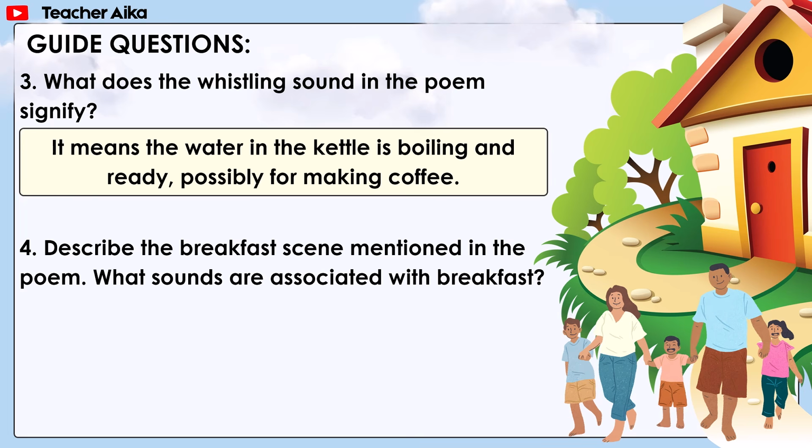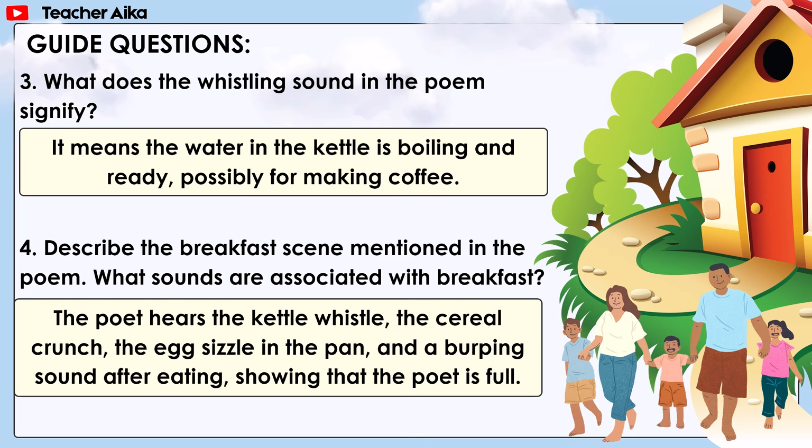4. Describe the breakfast scene mentioned in the poem. What sounds are associated with breakfast? Answer. The poet hears the kettle whistle, the cereal crunch, the egg sizzle in the pan, and a burping sound after eating, showing that the poet is full.